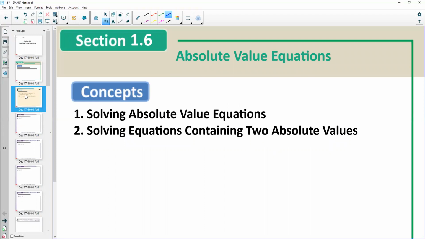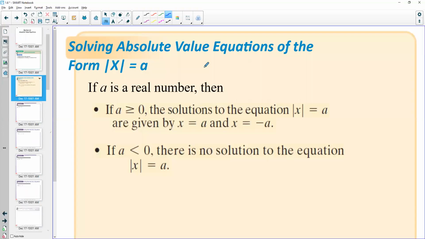Oh, there we go. Okay, so when we solve an absolute value equation, here's the thing. The absolute value equation is always in this form. The absolute value of x equals a is the standard form, and you're always aiming for this standard form, okay? There are two things that can happen here. First, if a is greater than or equal to 0, the solutions to the equation are given by x equals a and x equals negative a.